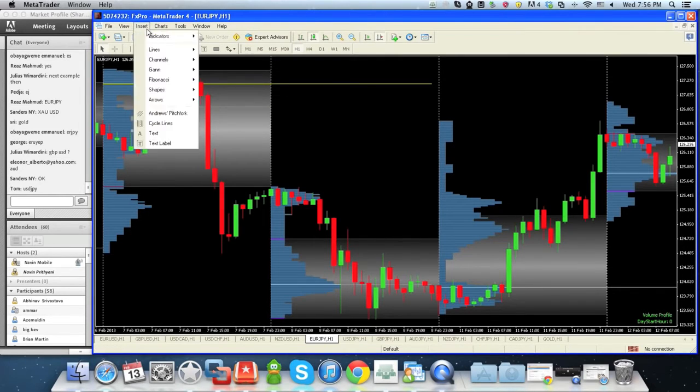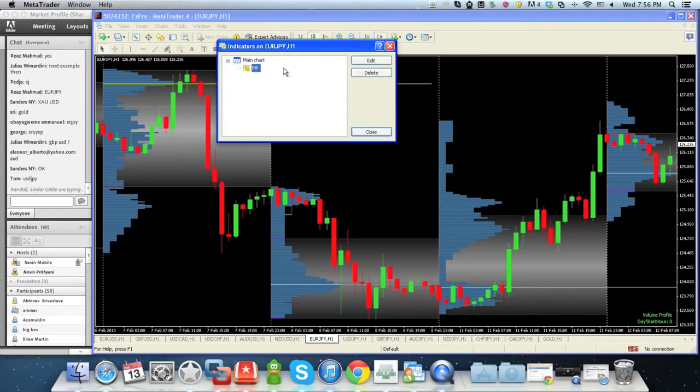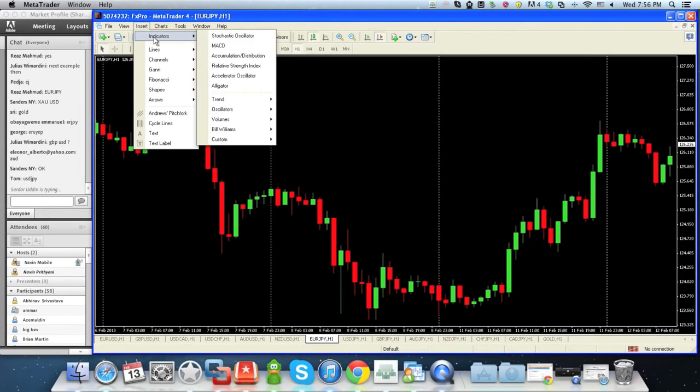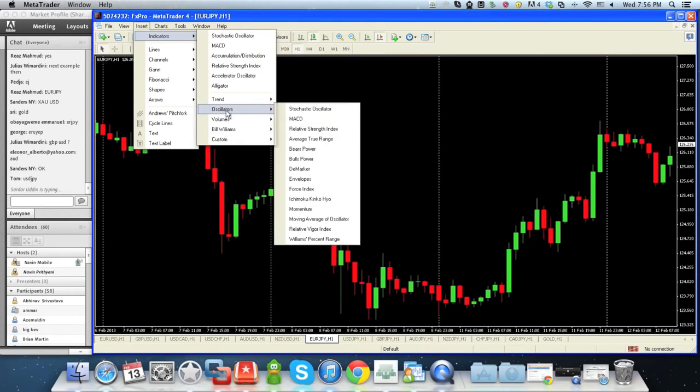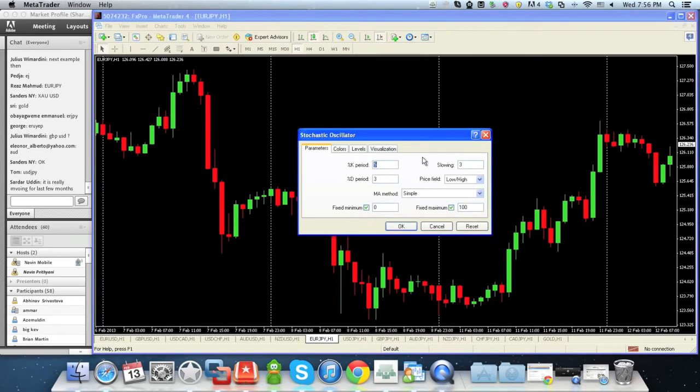Let's first remove our MP, so you guys can clearly see what I'm trying to explain. Okay, chart's clear. Let's insert our indicator, stochastics. I'm going to go to oscillators. I'm going to click on my stochastic. Standard settings, 5, 3, 3. Click OK.